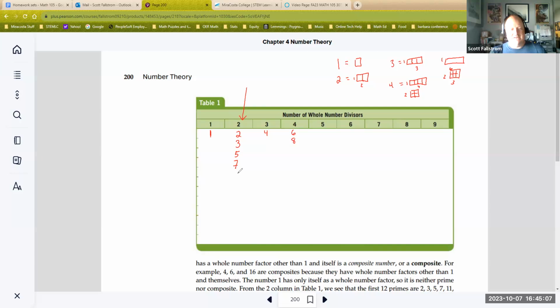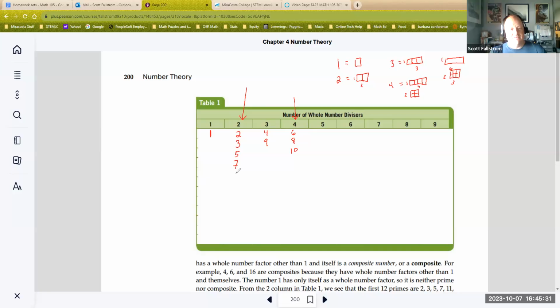The number 9 has 1 times 9, but also 3 by 3. So that would be a total of 3 divisors. And then the number 10. So a 1 and 10, 2 and 5, that's 4. So it looks like we're making some patterns here, right? A 6, an 8, a 10. So maybe we're kind of looking here. It looks like 12 is going to be right down this column too.